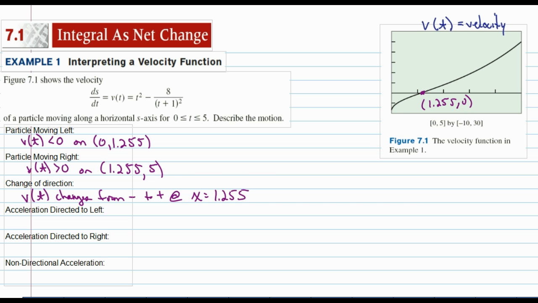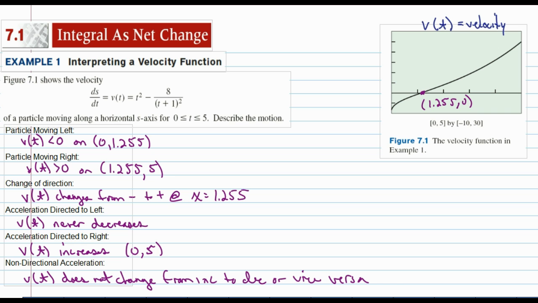Acceleration is going to be directed to the left when the acceleration is negative, which means the velocity would have to be decreasing. But here the velocity is never decreasing, so never. And when is the acceleration directed to the right? Well, that's all the time because the velocity increases the whole time between 0 and 5 seconds. So when does the non-directional acceleration occur? Never, because there is no max or min of v of t. The derivative of v of t, or acceleration, will never equal 0. In other words, v of t does not change from increasing to decreasing or vice versa.